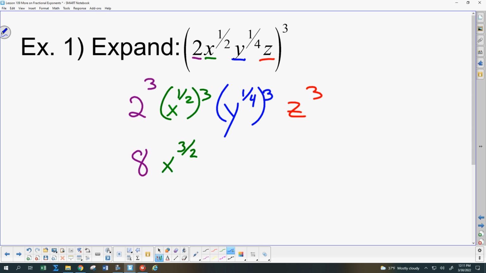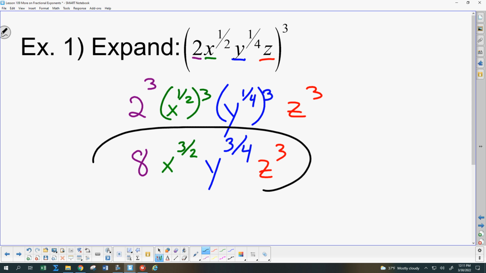Same idea with the next one. Y gets 2 exponents. So what do I get if I multiply those? And z cubed looks pretty good to me, just like it is. Anybody see anything else we can simplify in there? So that would be our answer for that problem. Thumbs up, thumbs down. How do we feel about that one?